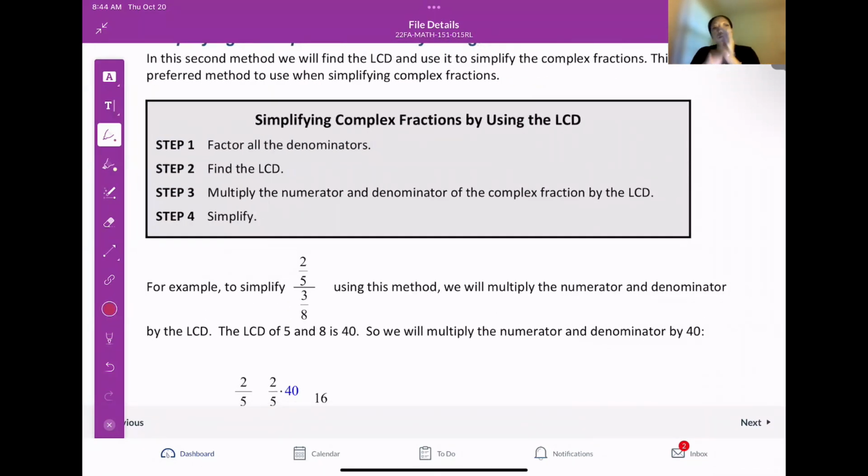So method 2, to multiply or simplify complex fractions by using the LCD. We first want to look at the complex fraction. So remember, it's fractions inside of fractions. Look at all of the denominators you have and factor them as much as possible. Then find the least common denominator for all of the denominators. And then you're going to multiply everything by the LCD. When you do this, lots of things will cancel out. You'll get rid of some of the fractions, and it makes the problem a lot nicer to deal with.